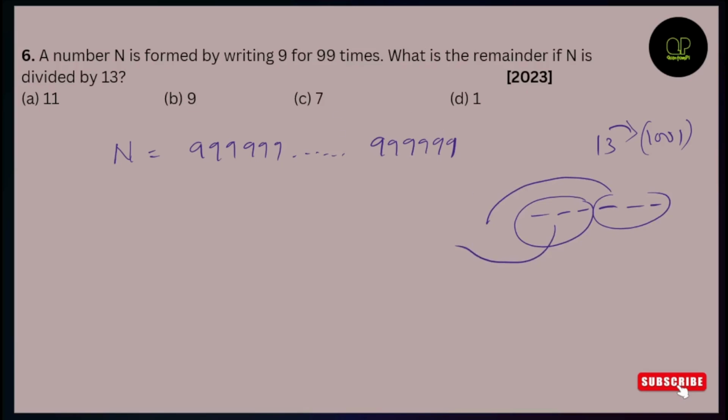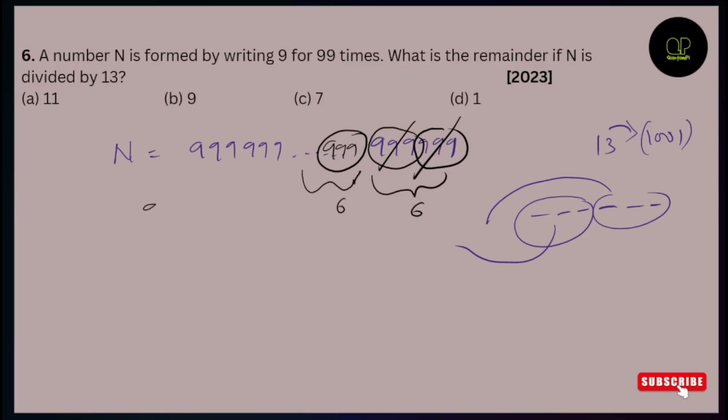So if I take these 3 as a set, these 3 as a set, and the next 999 as a set, and so on, this minus this gets cancelled. So you are cancelling 6 nines. Similarly, the other 6 nines also get cancelled. So we have a total of 99 nines.